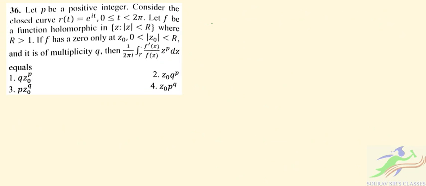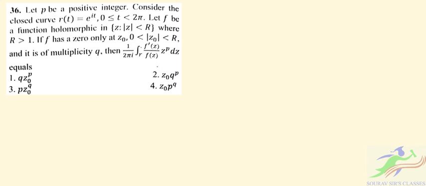Question 36. Let p be a positive integer and the closed curve be given by r e to the power it, where t varies from 0 to 2 pi. Let f be a function holomorphic in mod z less than R, where R is greater than 1. f has a zero only at z0, where mod z0 lies between 0 and R, with multiplicity q. We have to find the value of this integral.